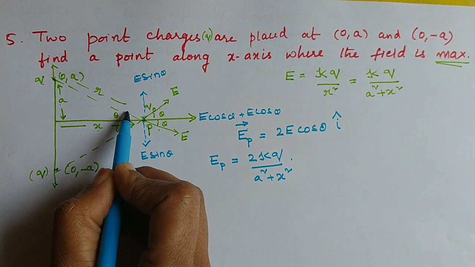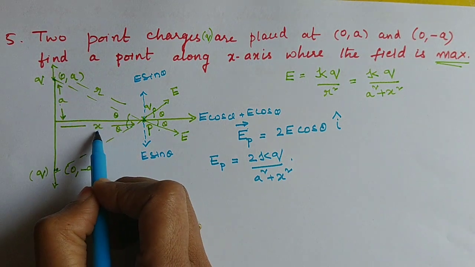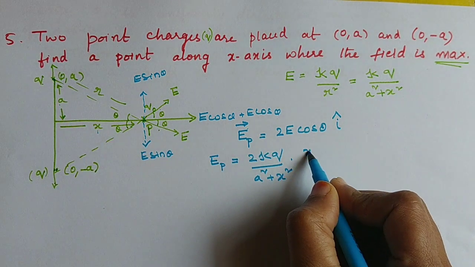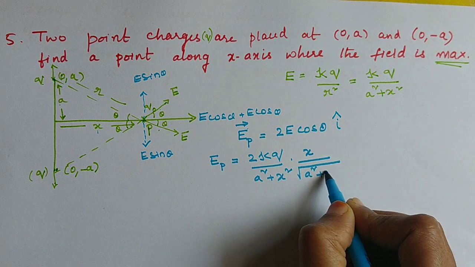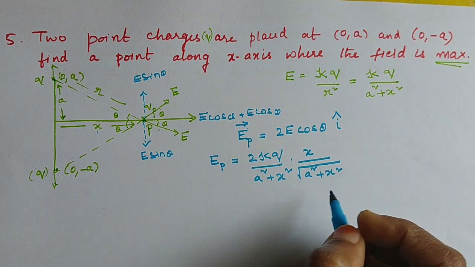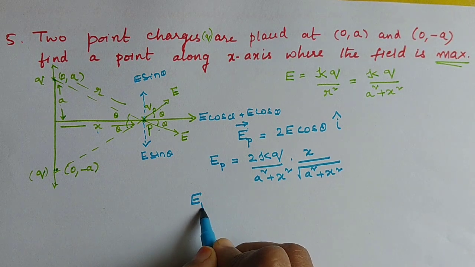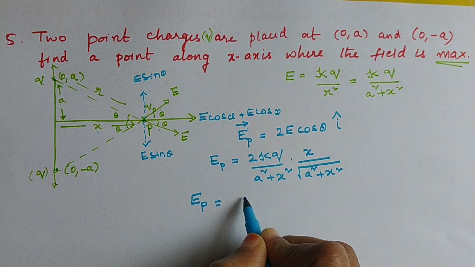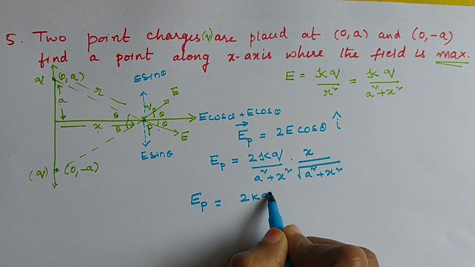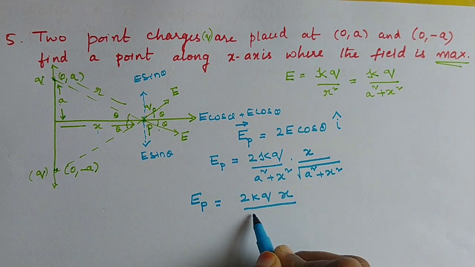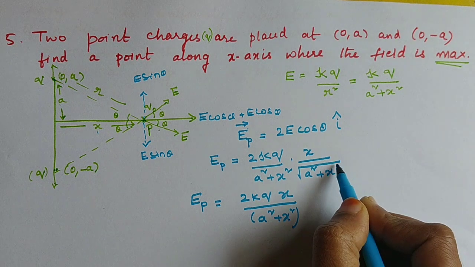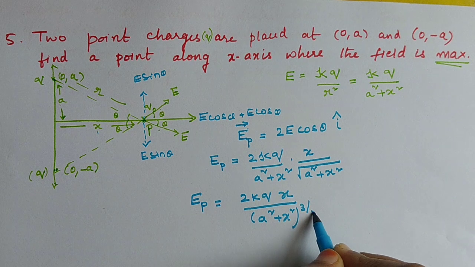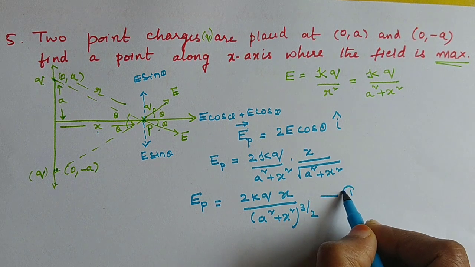Substitute the value of cos theta from this triangle. Cos theta is X divided by R. That's nothing but X divided by root over A square plus X square. So we have got that net field at the point P as 2KQ into X by A square plus X square whole to the power half plus 1, that would be 3 by 2. Call this as equation 1.